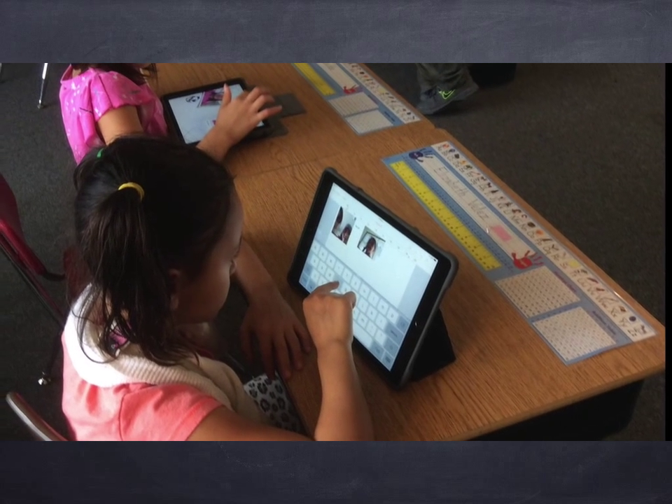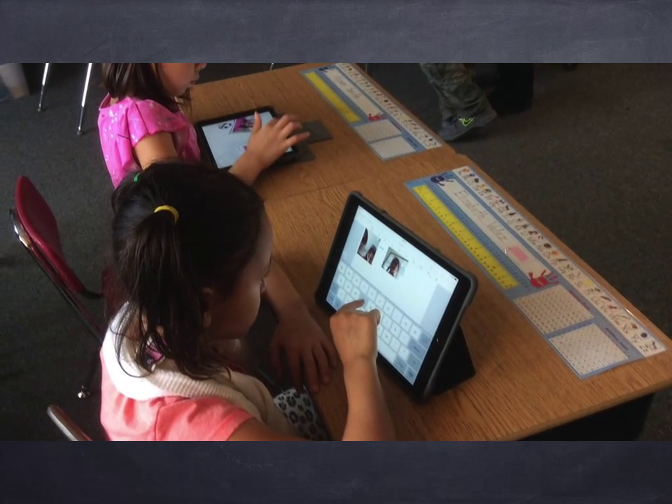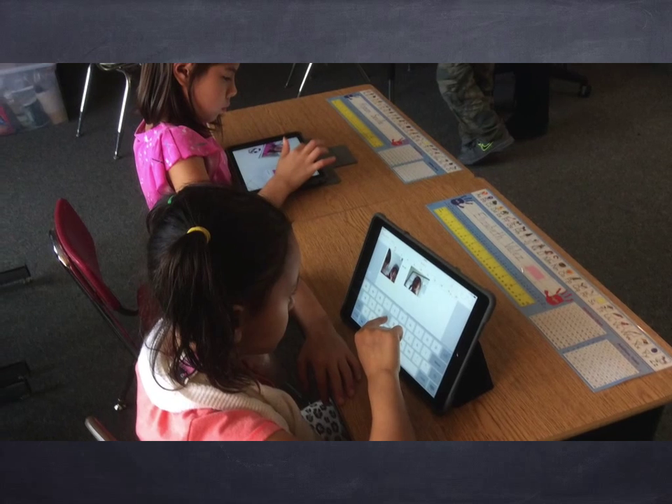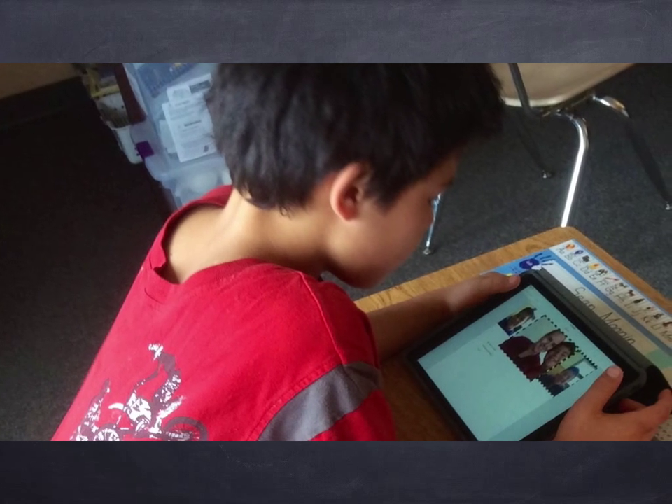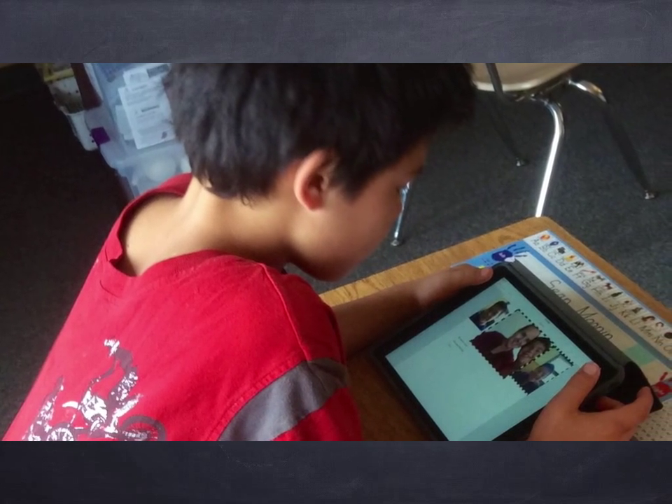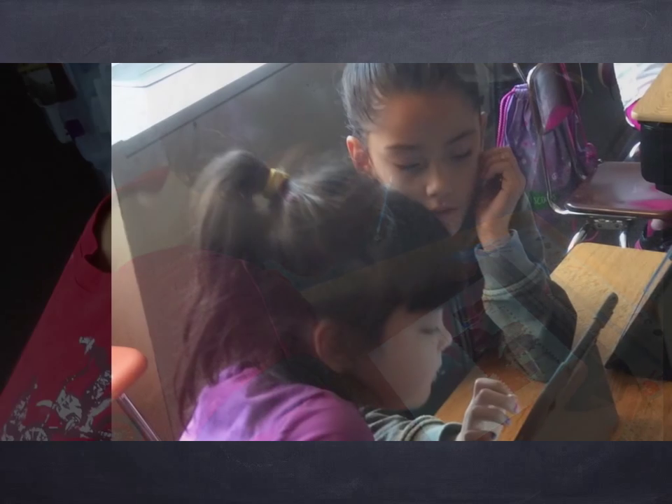iPads create an enjoyable and engaging learning environment for the students. They're also preparing students for the real world in which technology plays a large role. With each student having their own iPad, it makes using technology so much easier and accessible.